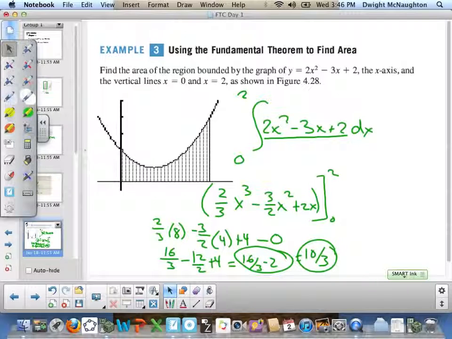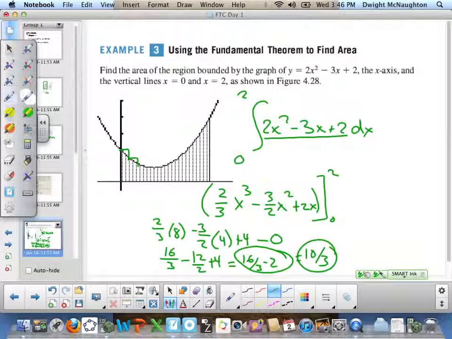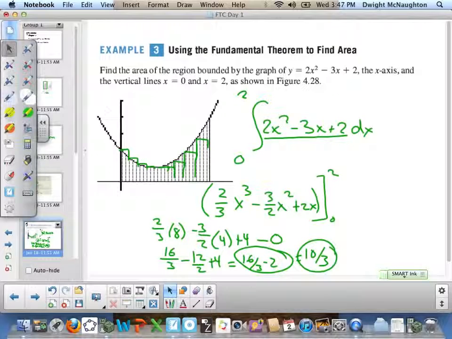So there, using the fundamental theorem of calculus is the shortcut for summing up all of these infinite rectangles we've been building recently. So we now no longer have to infinitely sum rectangles. We can use the fundamental theorem of calculus for our shortcut.